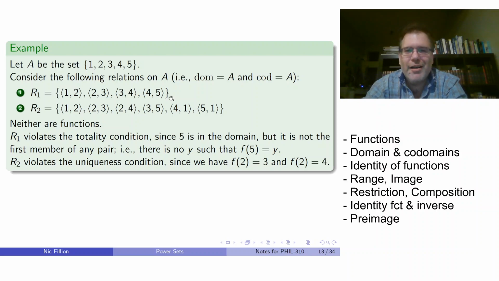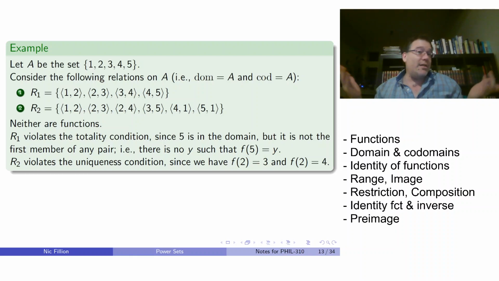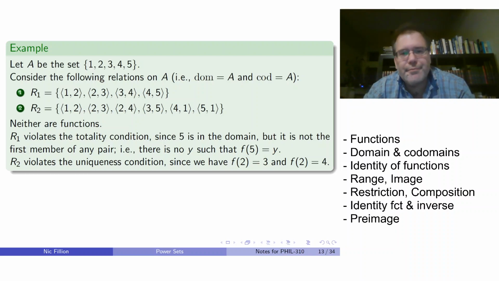We have only 4. That tells us there's one element of the domain for which the function is undefined, and that element is 5. Why? Because there's not a single pair whose first coordinate is 5. There's not a single pair whose argument is 5. And that means R1 is not defined for 5. So that's not a function. What about R2? R2 is not a function either.